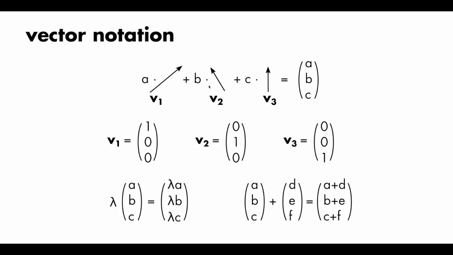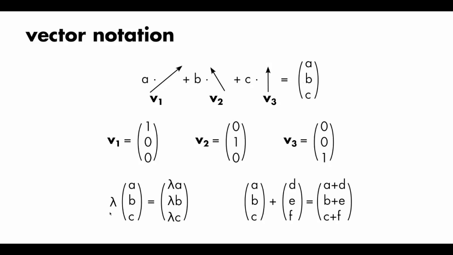So we say we multiply one of them by A, one by B, one by C, and we just stack these numbers on top of each other, A, B, C, as a column, and that is the vector notation that we use. So our basis vector v1 will be 1, 0, 0, v2 will be 0, 1, 0, and v3 will be 0, 0, 1.